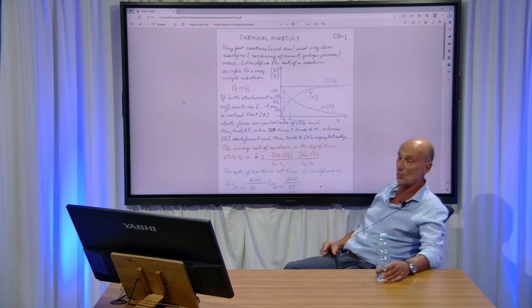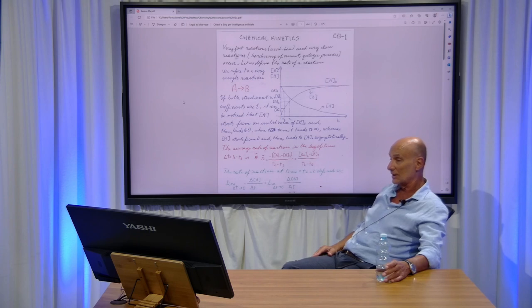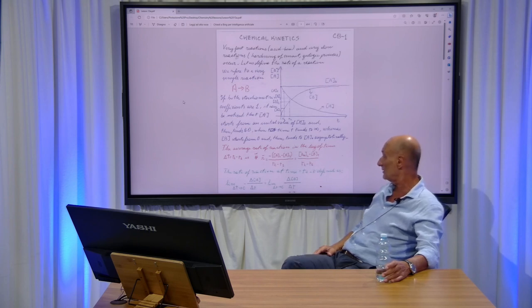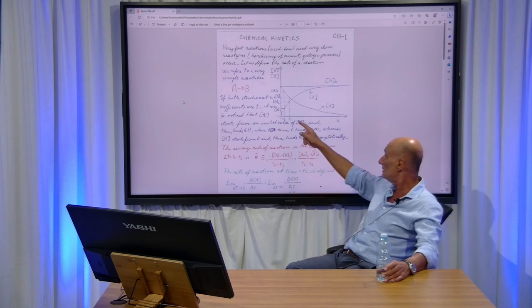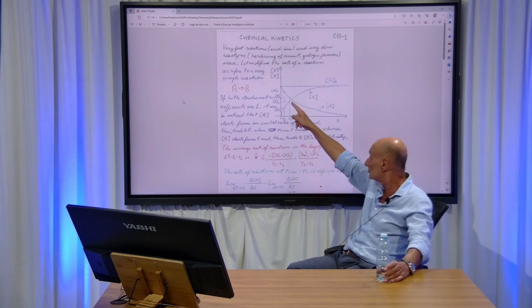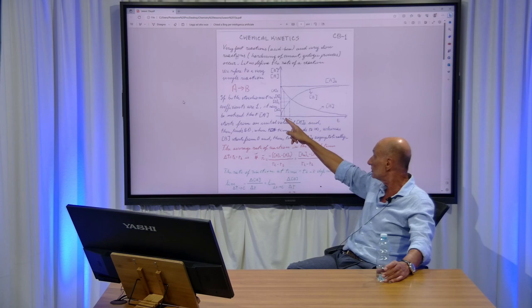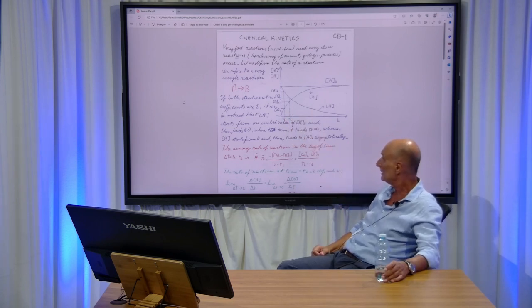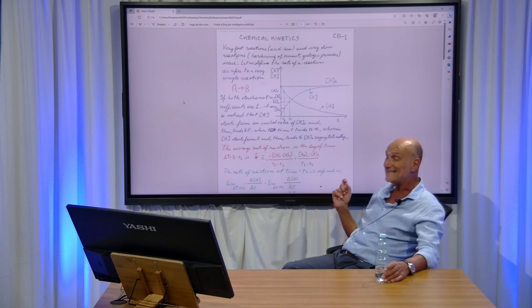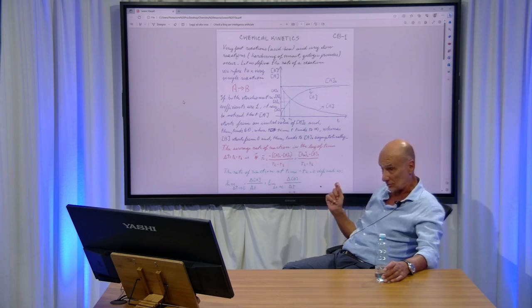Or in the same way, the average rate of reaction in the lag of time T2 minus T1 will be the difference of the concentration of B at time 2 minus the concentration of B at time 1. But this is an average speed.